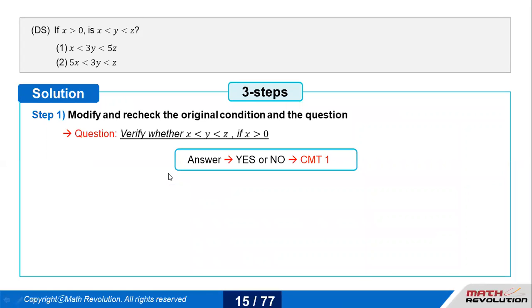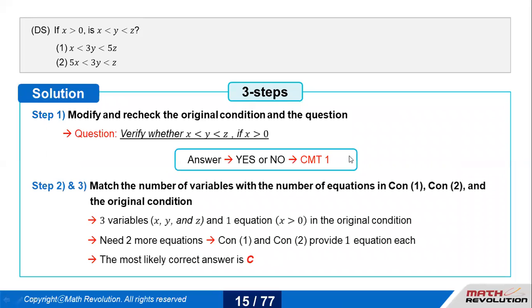Now let's talk about this. Let's modify and recheck the original conditions. We need to verify whether x is less than y, which is less than z, if x is greater than 0. Our answers would be yes or no. If it happens to be a maybe condition, then definitely that particular condition will not be satisfied.